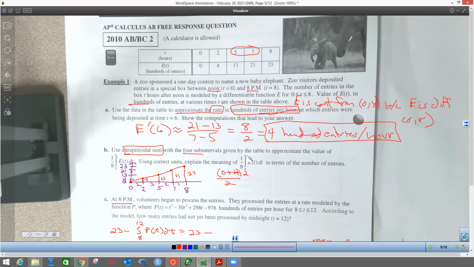And I probably should have written this down too. So I'm going to try to squeeze that in there. 1 over 8 integral 0 to 8 E of t dt. I should have had that in there. That's my bad. And then we do the next trapezoid, which base 1 is 4, base 2 is 13.